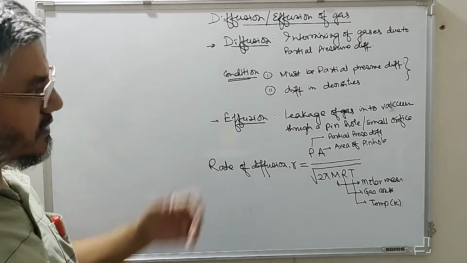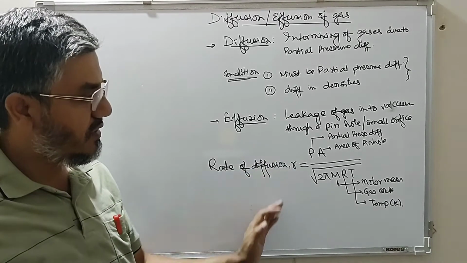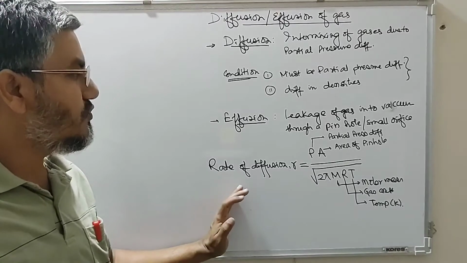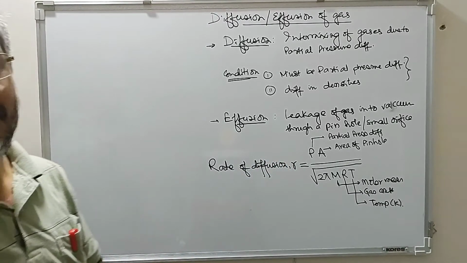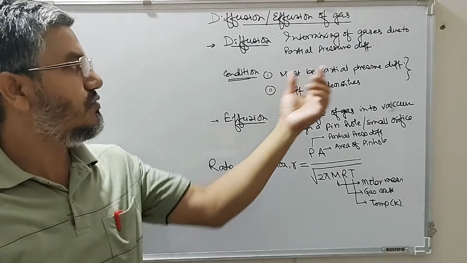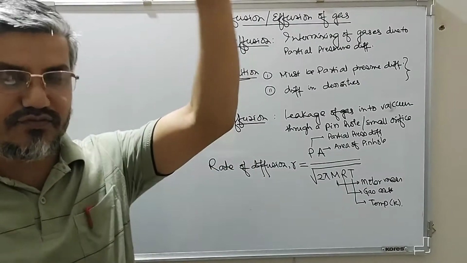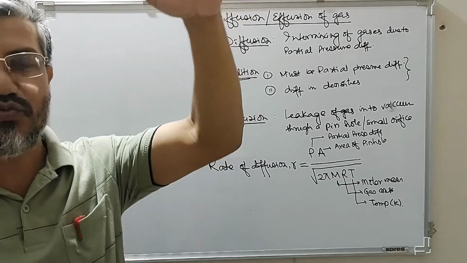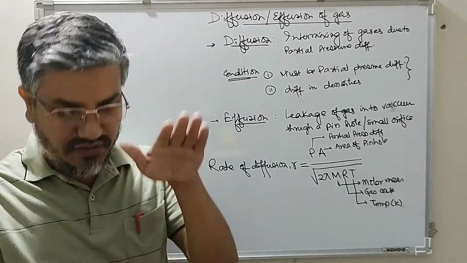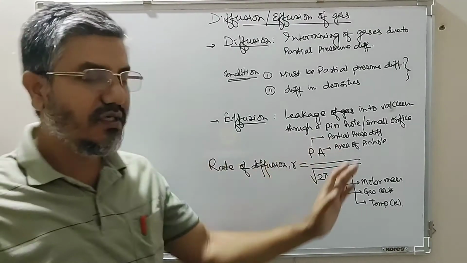So looking at this equation, R is equal to PA divided by under root 2πMRT. The rate of diffusion is directly proportional to the partial pressure, as we have discussed earlier. This diffusion is due to the presence of partial pressure difference. If the difference between the partial pressures of the gases to be mixed is large, then the speed of intermixing will be fast. If the partial pressure difference decreases, then the rate of intermixing of gases will be less.